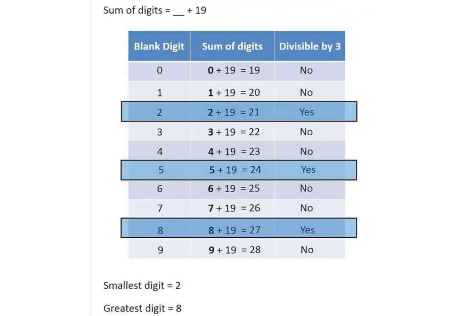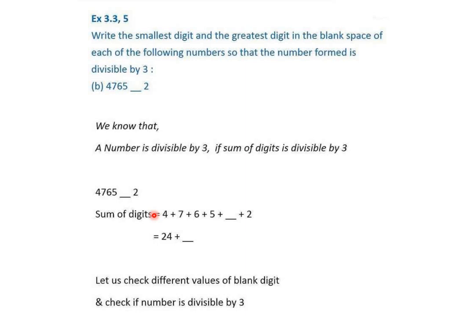You understood? The next one is in a similar manner. We have to again find the blank space digit and the number must be divisible by 3. So whatever the given numbers are there, first of all we have to add them. When we added 4 plus 7 plus 6 plus 5 plus 2, got the answer 24. Now for 24, this blank space needs to be one digit.